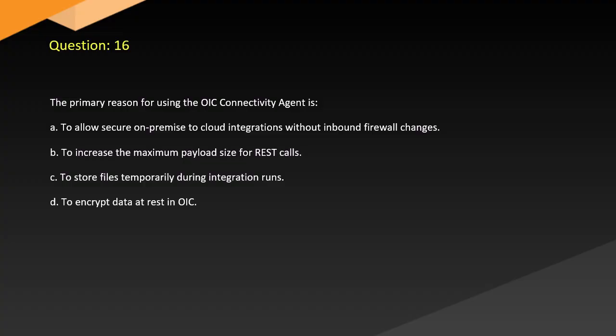Question 16. The primary reason for using the OAuth connectivity agent is: A. To allow secure on-premise to cloud integrations without inbound firewall changes. B. To increase the maximum payload size for REST calls. C. To store files temporarily during integration runs. D. To encrypt data at rest in OAuth.